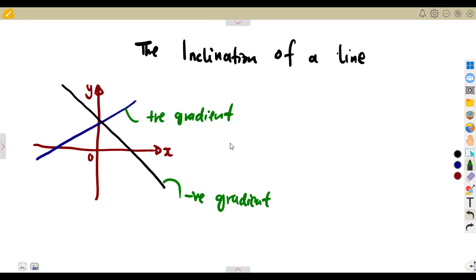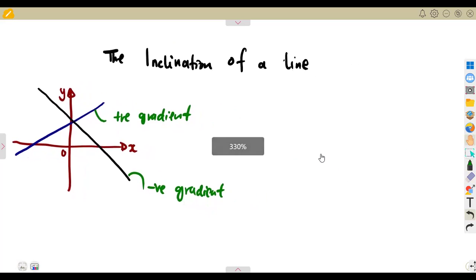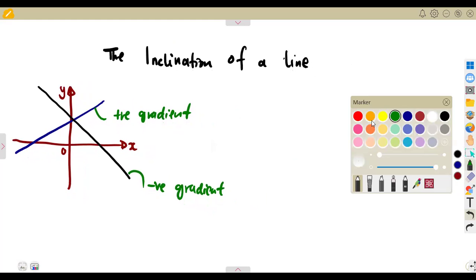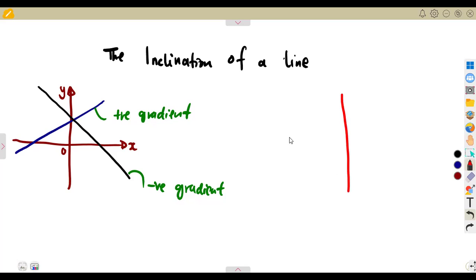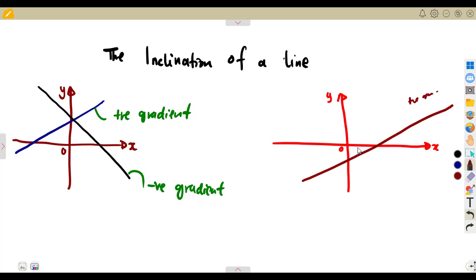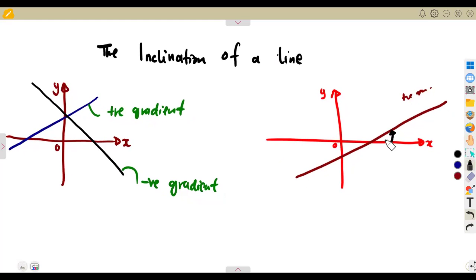Now that we understand how these gradients are related to our lines, we also need to understand the angle of inclination on each line that we are given. For a line that has got a positive gradient, this is what is going to happen. We've got something of this nature, and our line has got a positive gradient. Whatever the steepness, as long as it is going this side, all these lines have a positive gradient, as we mentioned before. The angle of inclination is the angle found between the line and the positive side of the x-axis.